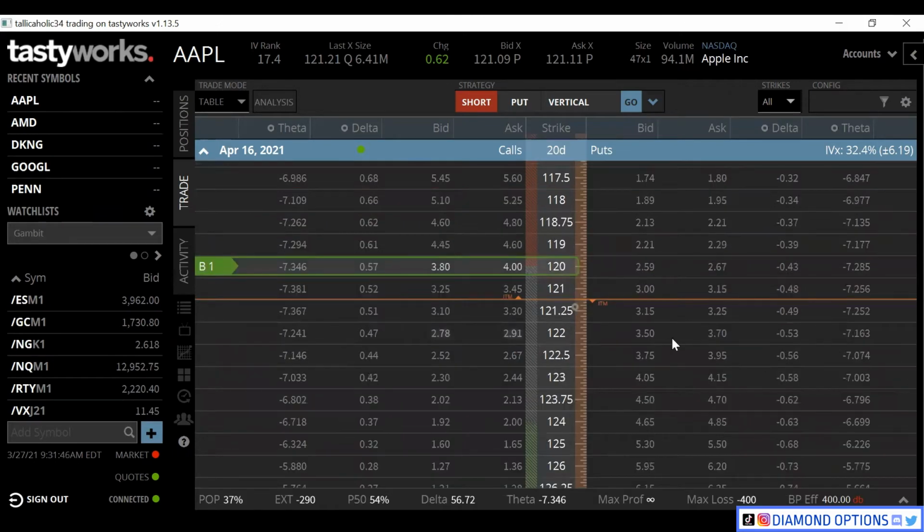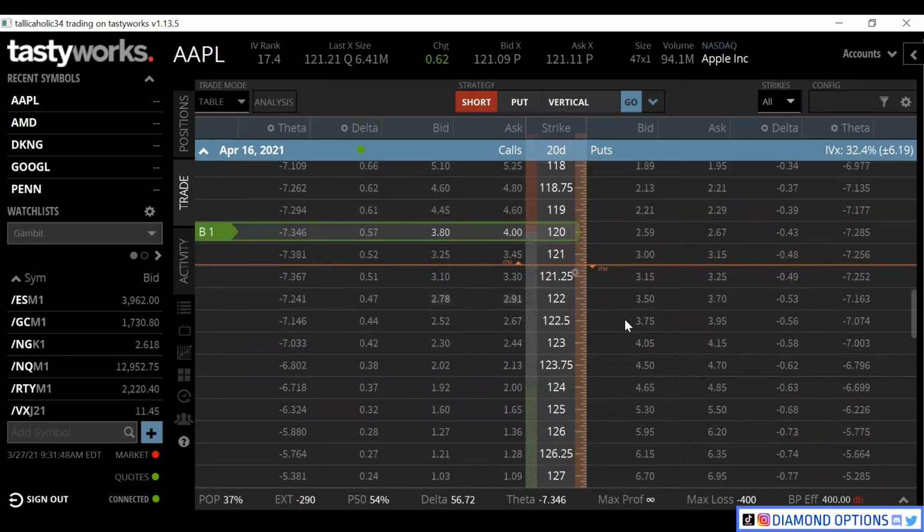Now, if we look at our break evens here, because it's going to cost us $4 to purchase this call, our break even is going to be our strike price plus what we paid for that options contract. In this case, it's $4 plus 120, and that gives us our break even of 124. So we need Apple to close above 124 for us to break even on this, to make even 1 cent on this contract.